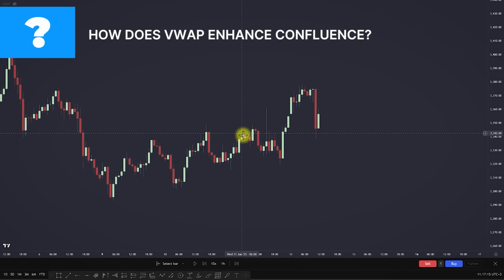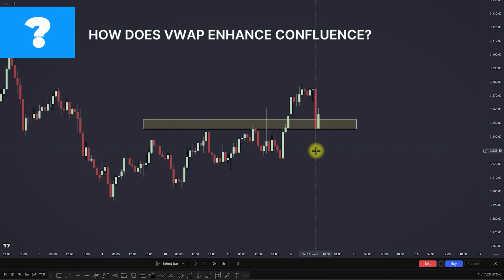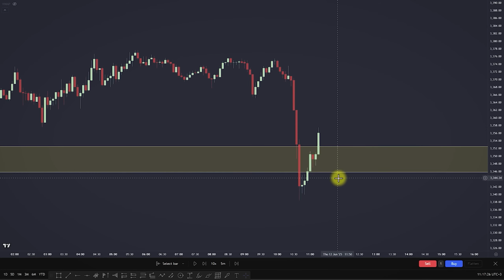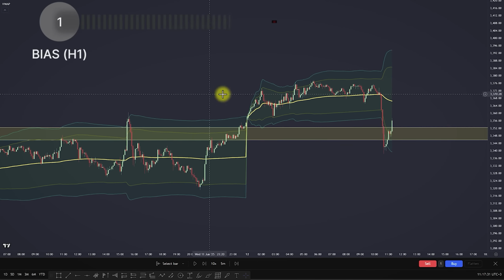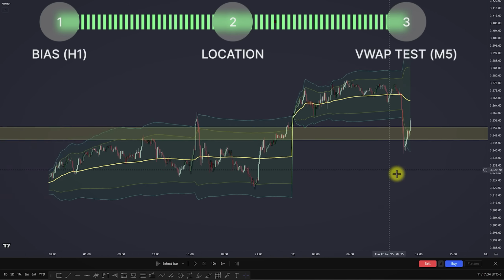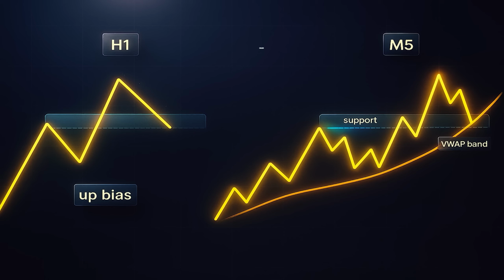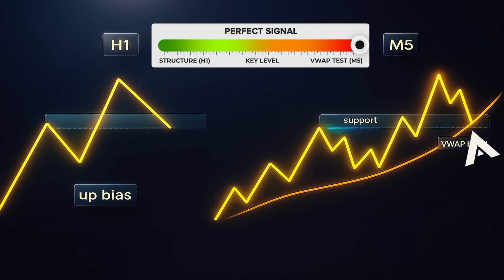Remember that confluence zone we found. When price pulls back to that zone, you are not just looking for any entry. You're looking for a specific test of the VWAP within that zone. This is how you turn a good setup into a great setup. You have your higher time frame trend, your key structural level, and now your institutional benchmark all lining up in one place. So the absolute A+ setup is when the 1-hour trend is up, price has pulled back into a 1-hour support zone, and on the 5-minute chart, that pullback is now touching the VWAP line.